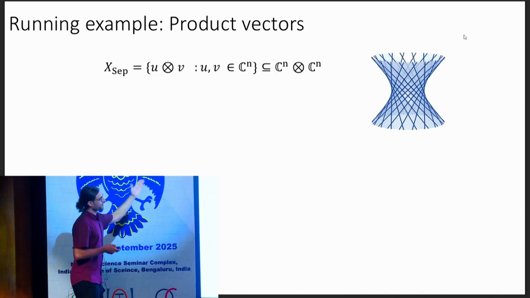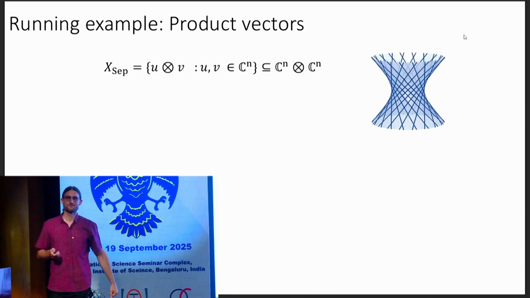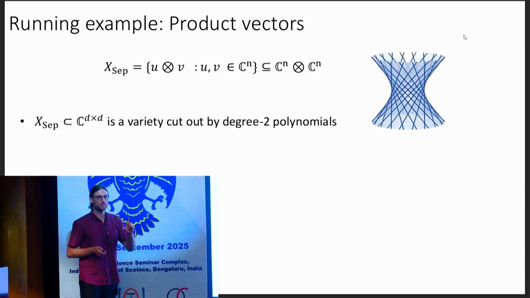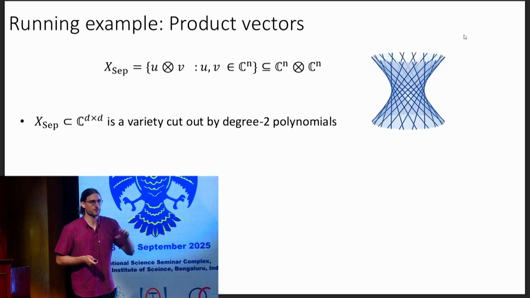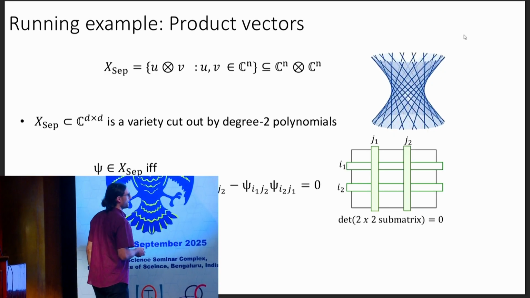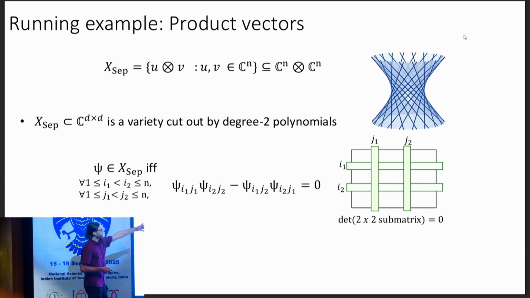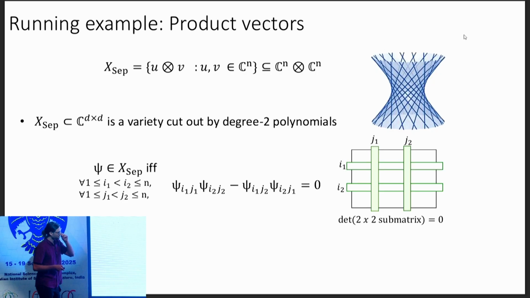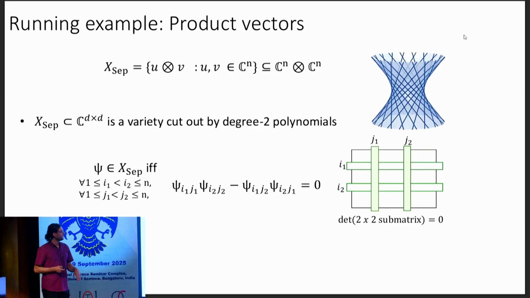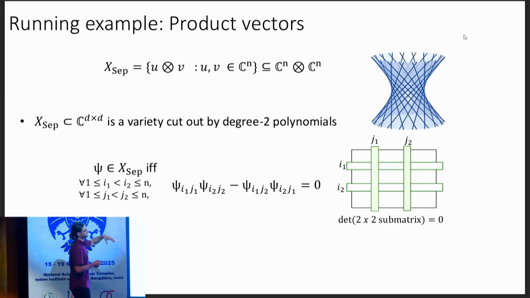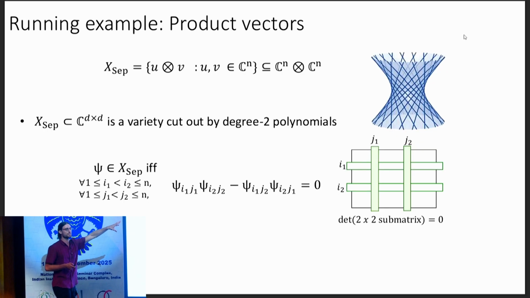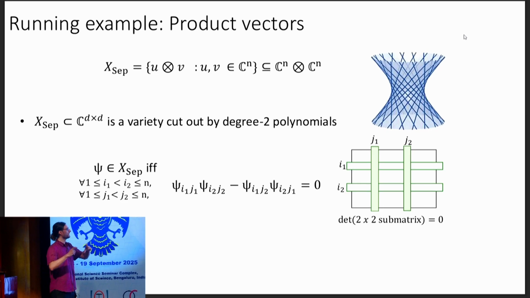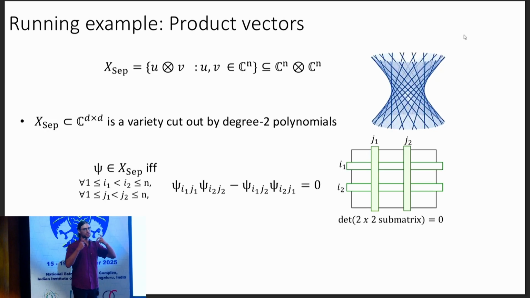So for example, the set of product vectors is an algebraic variety. It's defined by polynomial equations of degree 2. And here they are. These are degree 2 polynomials in the entries of the vector psi. Where do these come from? If you think of bipartite Hilbert space, C^n tensor C^n, as the space of n by n matrices, then a product vector is just a matrix that has rank 1.